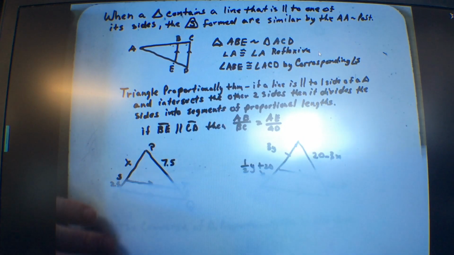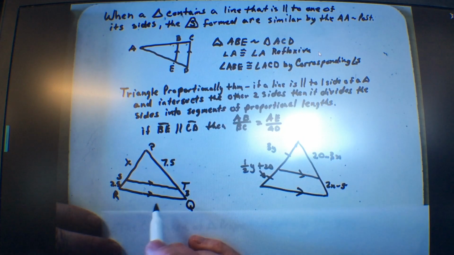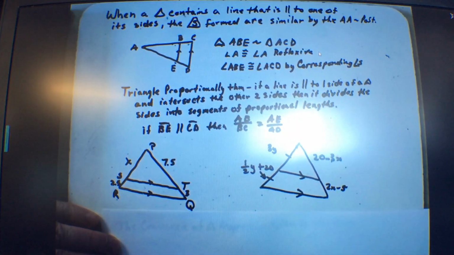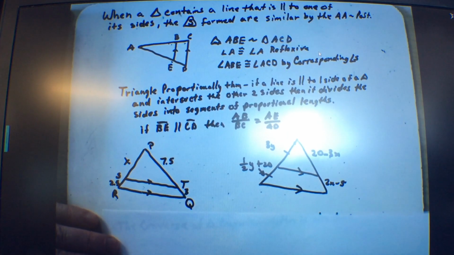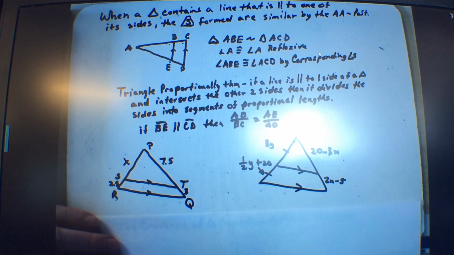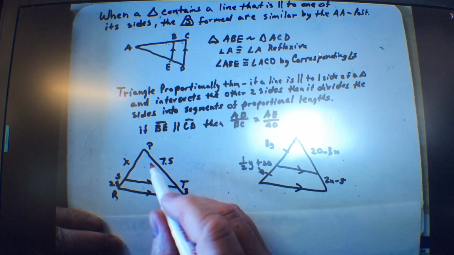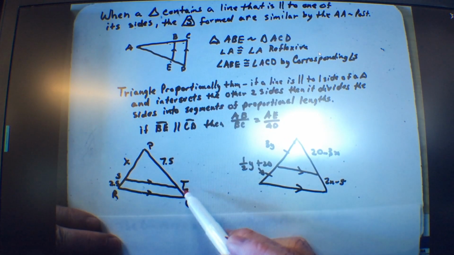So we're going to have some examples here. I got a couple here. I may change marker color here. According to this theorem, how can I solve for x in the first one? This is P, S, R, Q, and T.